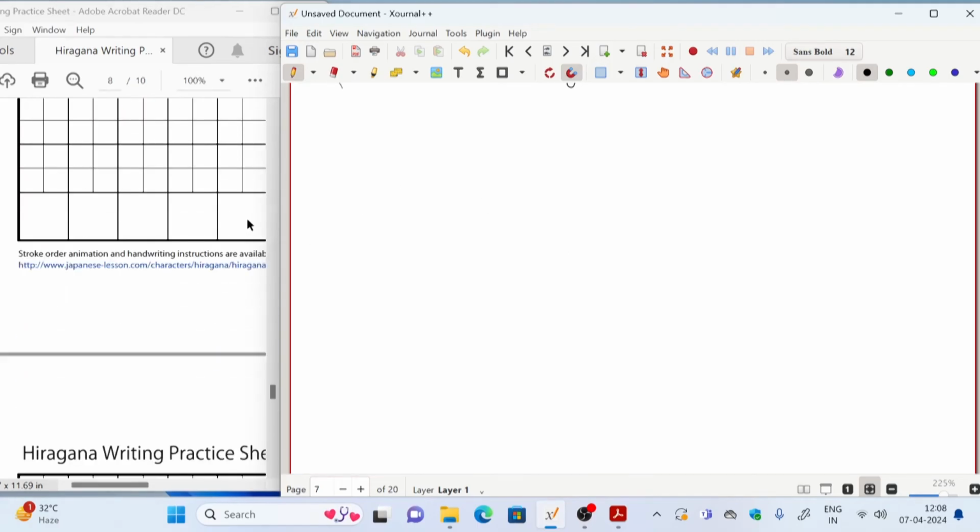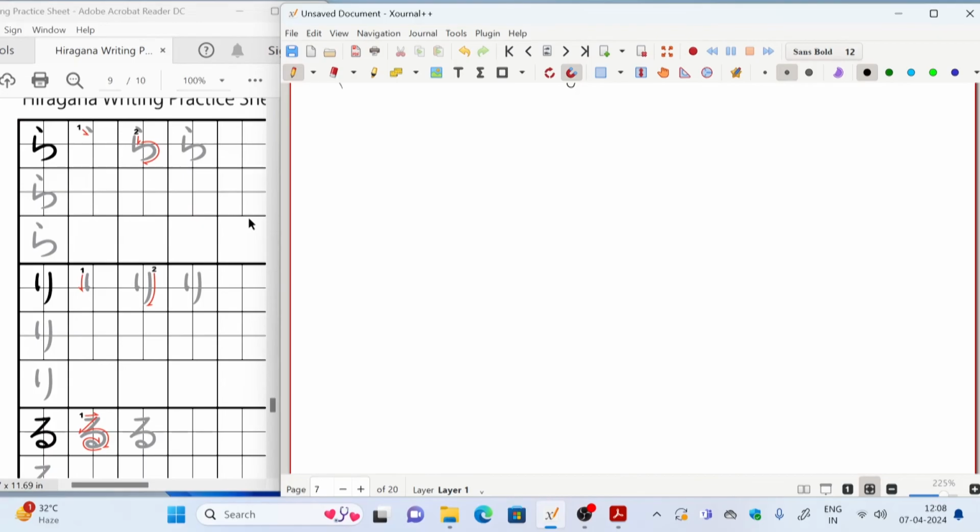Next is ra, ri, ru. This is ra. So first stroke and then the second stroke. This is ra. Next is ri. First and the second stroke is double of the first stroke, almost double. So this is ri. First line needs to be like a tick here, and second will go straight, curvy but no tick here. So this is ri.